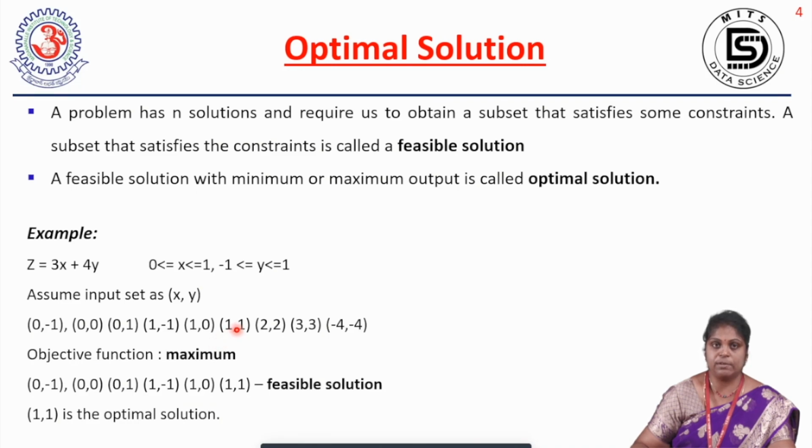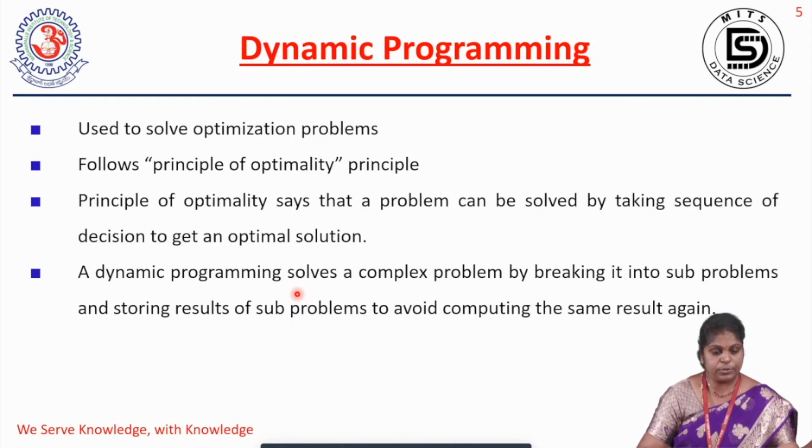So if you give the 1 comma 1 as the input, we are getting the maximum output. So that is called an optimal solution. For any problem, there is only one optimal solution. Now come to the greedy approach.